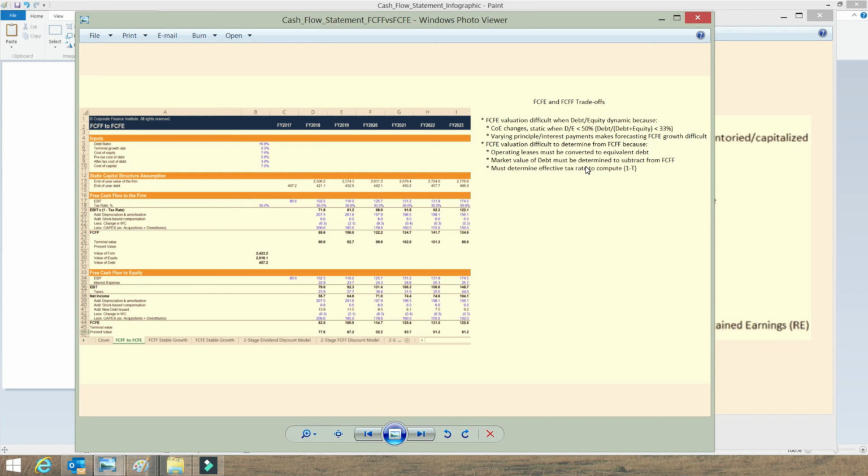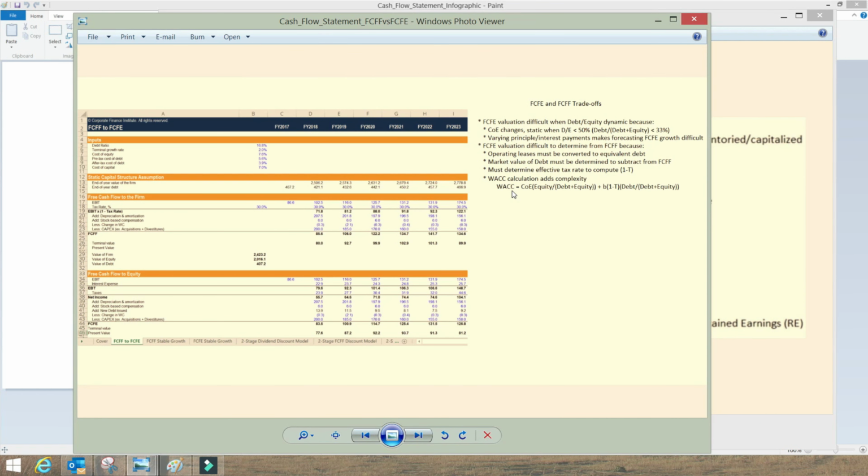Now, when calculating the equity value from enterprise value, you also have to determine the market value of debt that you're going to be subtracting from free cash flow to the firm. And then the other thing you must have, because free cash flow to the firm is after taxes, is to determine the appropriate effective tax rate that you're going to use in your calculation.